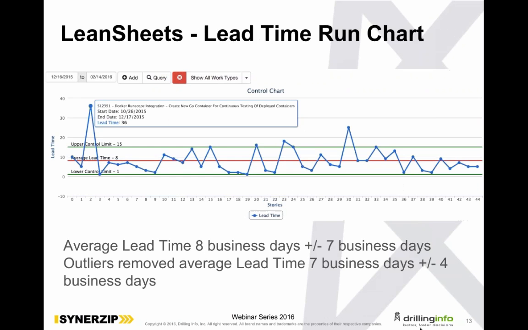And then here's the lead time run chart, and this is a data set from December 16, 2015 to February 14, 2016. As you can see, we have an average lead time, or an average amount of time it takes for a work item to get done, of 8 business days. This is all in business days. That's the red line, and then the green lines are one standard deviation away from your average. Those are the upper and lower control limits.